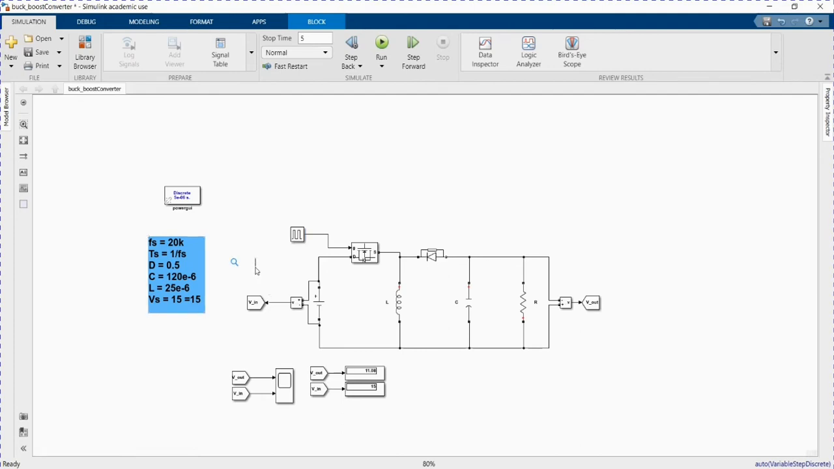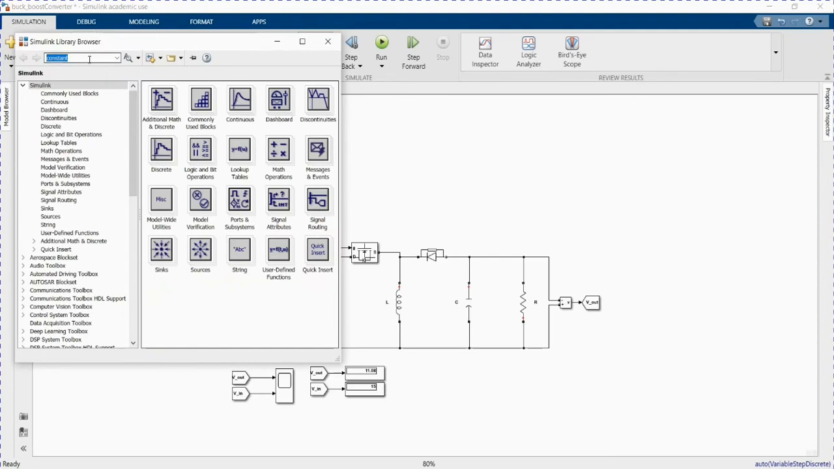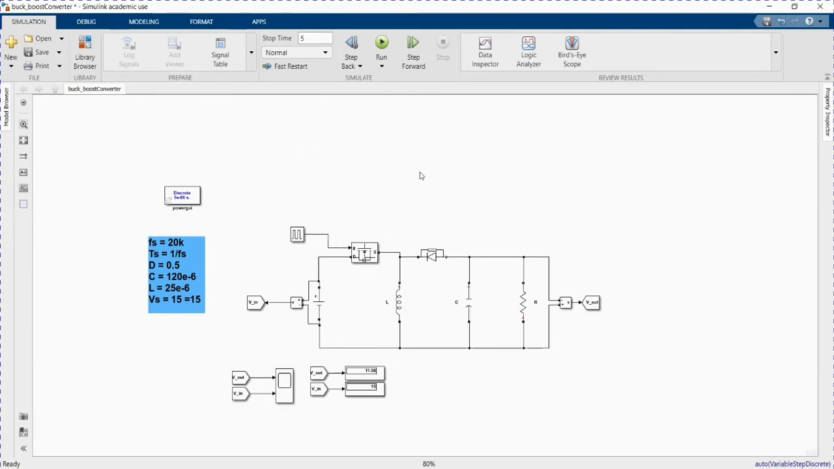All of these components, we can find them in the library browser. You can search them or you can look around. Now let's simulate and see the behavior of our system.